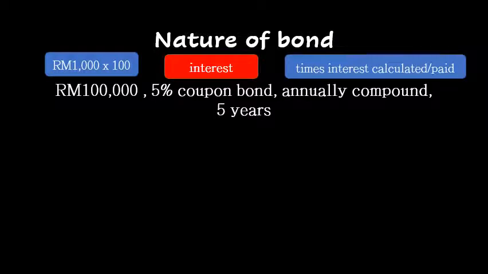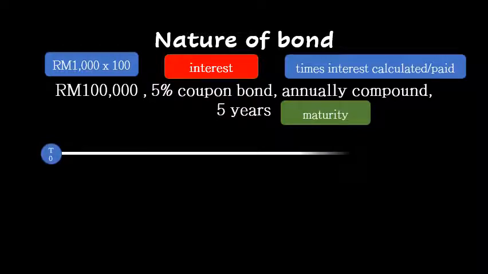In this case, the coupon bond is annually compounded, thus the payment will be made every end of year. And last but not least, this bond is for 5 years. Thus, this is known as maturity period. Therefore, if we were to present it in terms of a timeline, we have T0, the point where we issue the bond to bondholders, and at the end, we have T5, that is at the end of the 5th year.